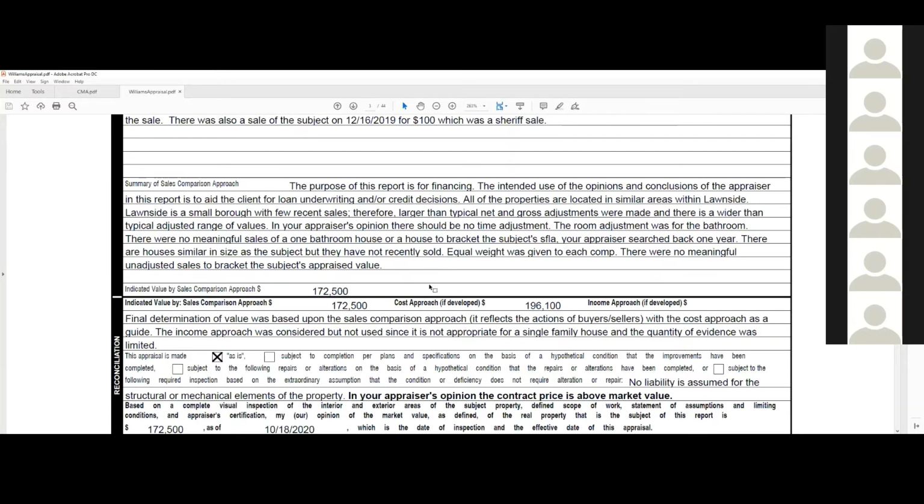FHA assigns case numbers with their reports. So this value sticks for the next 6 months. If somebody comes in and makes an FHA offer, they have to use the same case number. But some people say otherwise, and I'm not sure how true that is. That's what we have to find out from a lender, I guess, or an underwriter.